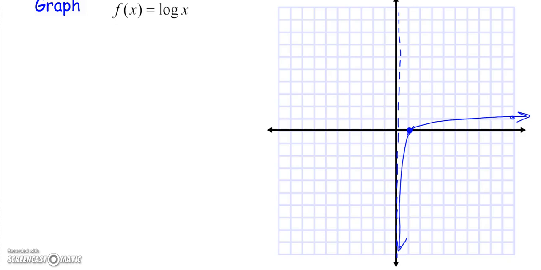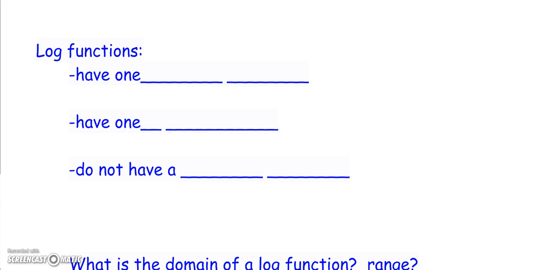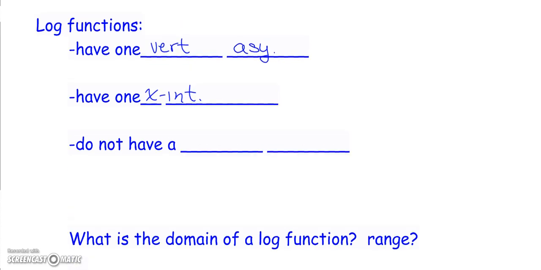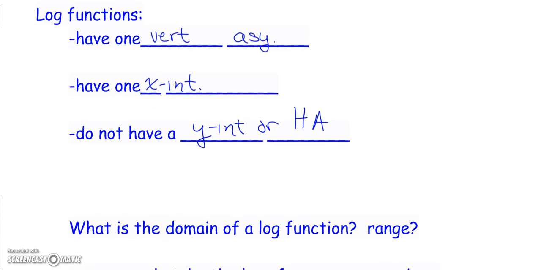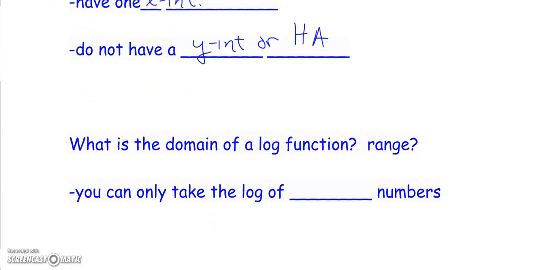Okay, so it's a quick sketch. All right, so to sum up here, our log functions have one vertical asymptote, they have one x-intercept, right? They do not have a y-intercept, and they do not have a horizontal asymptote. Neither of those are going to be present. All right, but if you think back to your exponential graphs, both had a y-intercept and a horizontal asymptote. So there's relationships here.